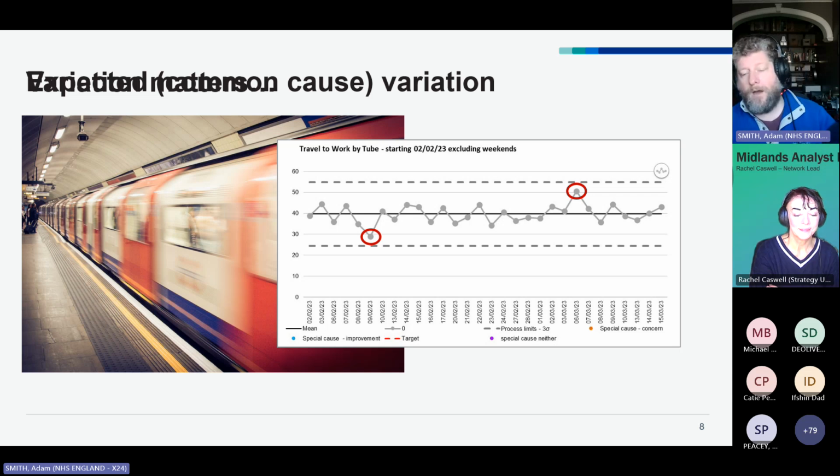In my last job in London, it took me about 40 minutes to get to work. I went on three different tube lines, made two different changes. And as I say, it took about 40 minutes. So if I was to put this into an SPC chart, it might look a bit like this.